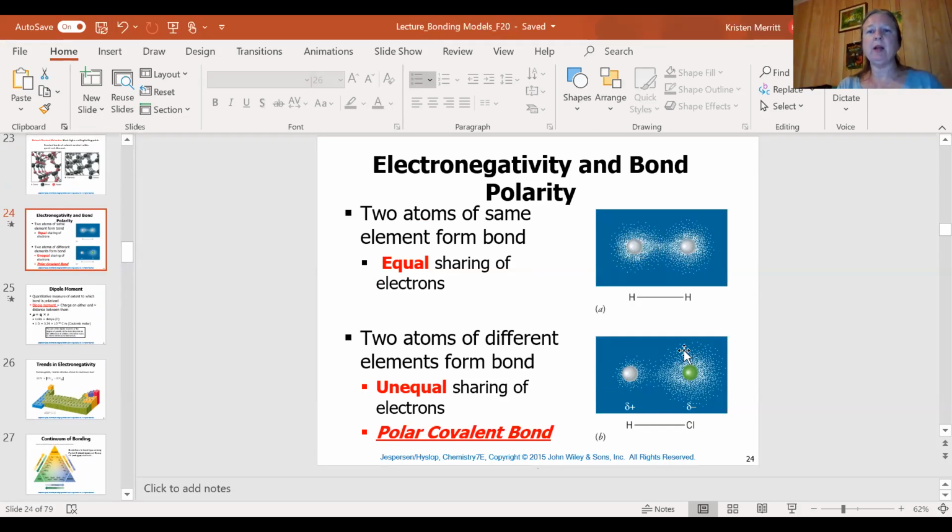Most often you have an unequal sharing based on electronegativity. And of course you have the dipole moment. So when you have this, you get what's called a polar covalent bond. It's a covalent bond, but it has a polarity. More of the electrons are around one of the atoms than the other. It's still shared, but it's not shared equally, and you have a dipole moment.